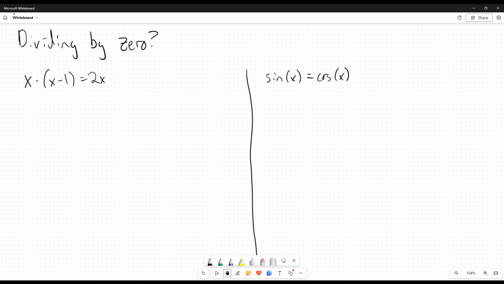All right, so I'm just going to make a quick note about dividing by zero when we are solving equations. I'm going to actually start with something on the right, and we're going to go back to the left. So let's say we were trying to solve sine of x equals cosine of x. A very natural thing to do, and what you probably should do, is start by dividing both sides by cosine of x.